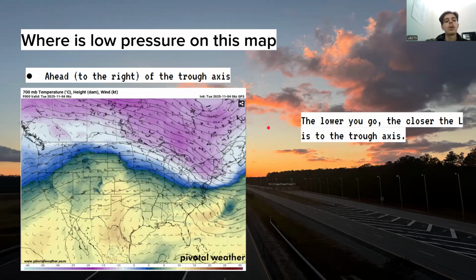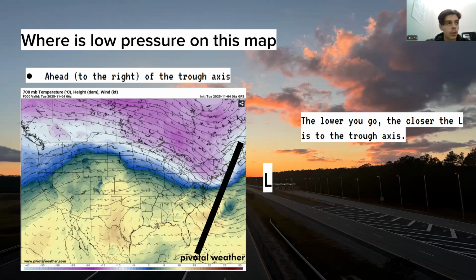So here's a little test to see where the low pressure would be on this map. This is a 700 millibar map. It's going to be to the right of the trough axis. This is actually not the best example. I pulled this from the current time, earlier today, so there's not a very evident trough, but this is where we would consider the trough axis, and that's positively tilted, like a positive slope. So it's a positively tilted trough axis, and the low is not going to be right on that trough. It's going to be to the right of it.